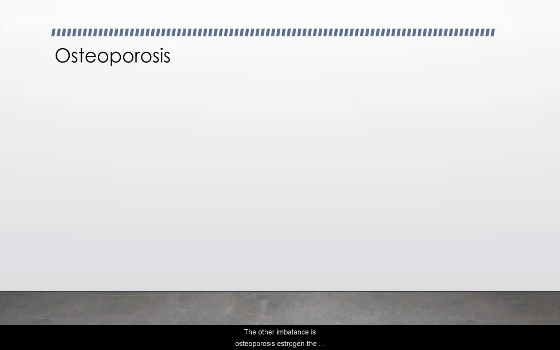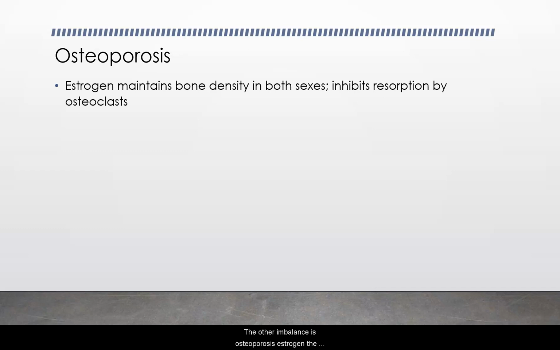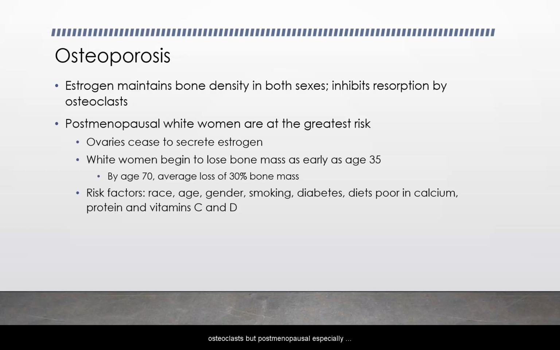The other imbalance is osteoporosis. Estrogen, the female sex hormone, maintains bone density in both sexes, and it inhibits resorption by osteoclasts. But postmenopausal, especially white women, are at the greatest risk of osteoporosis. After menopause, ovaries cease to secrete estrogen, and white women begin to lose bone mass as early as age 35. And by age 70, the average loss could be 30% of bone mass.